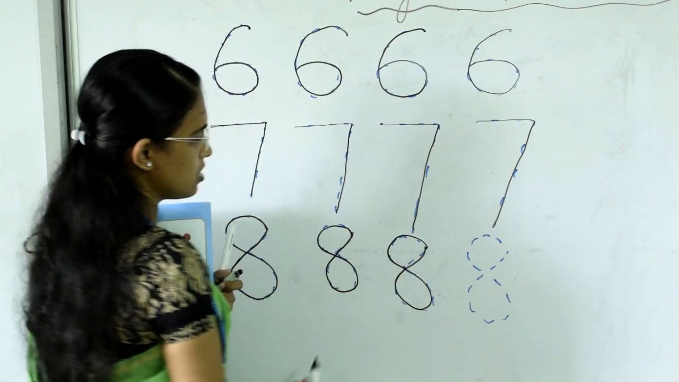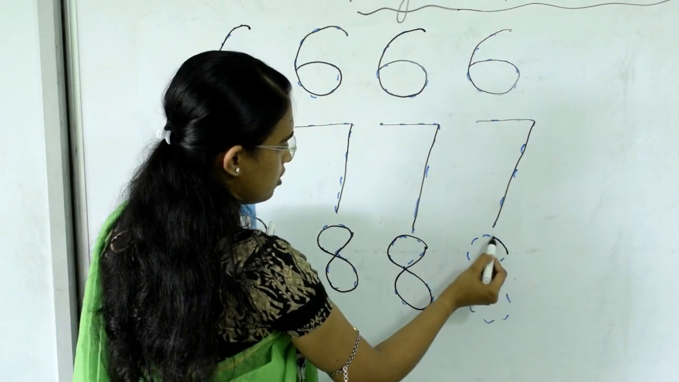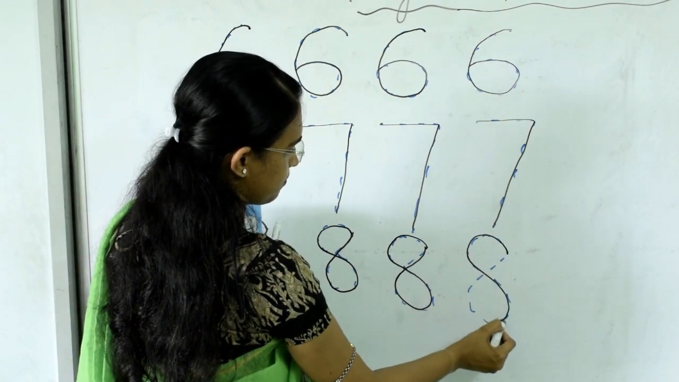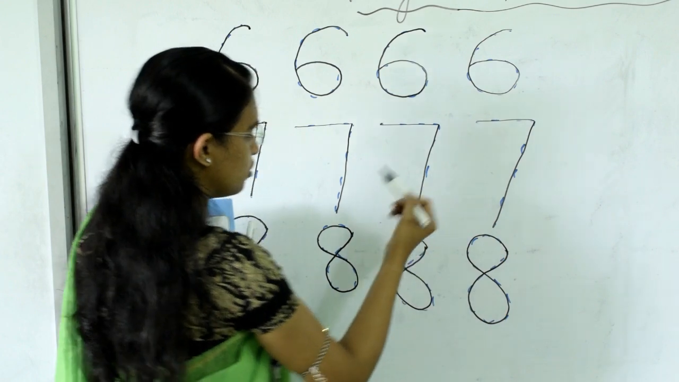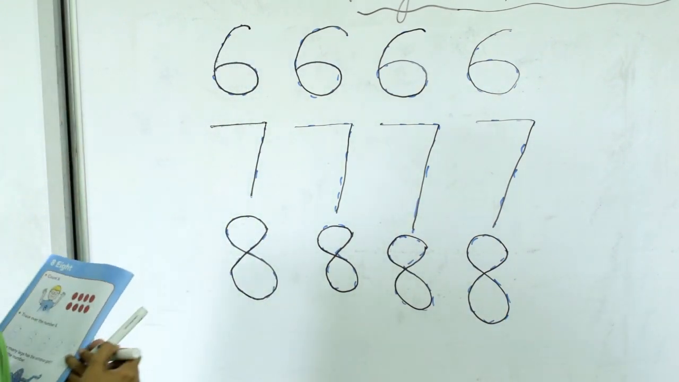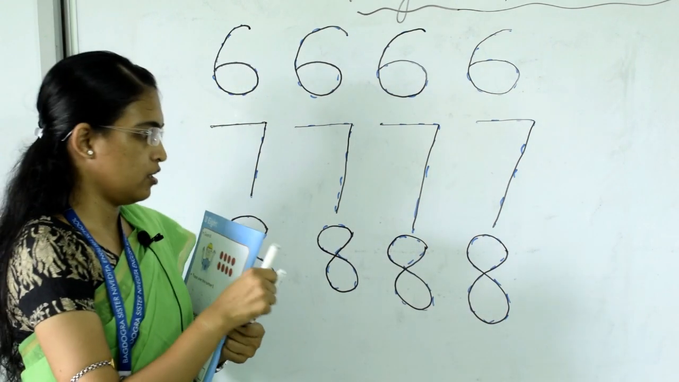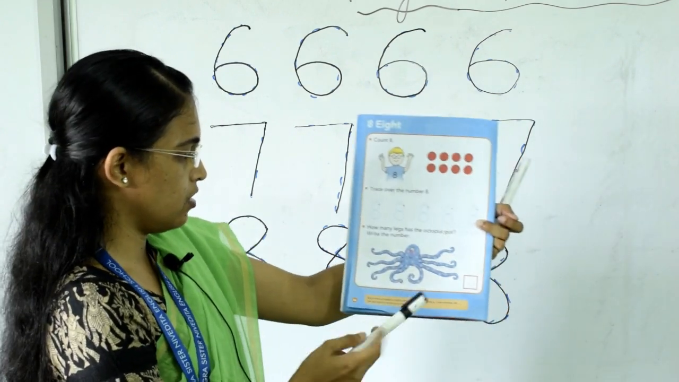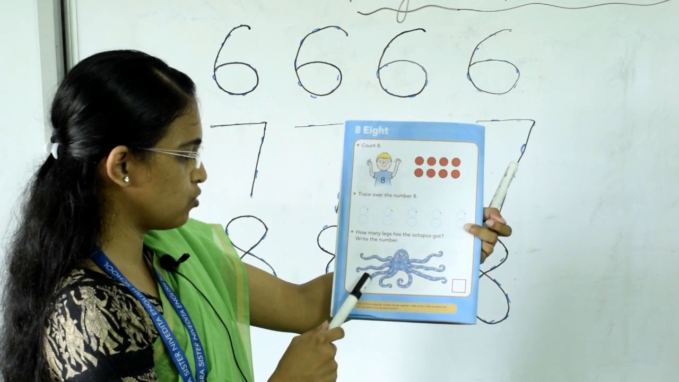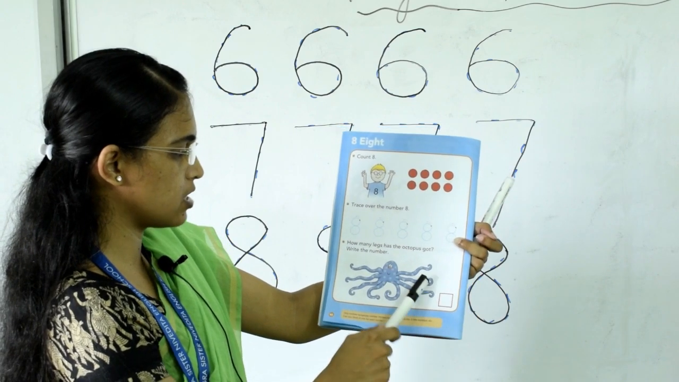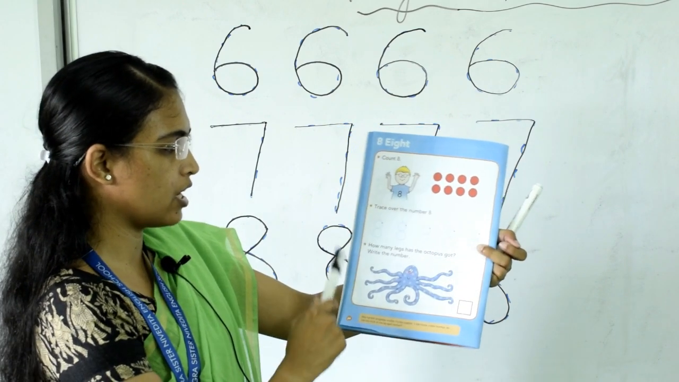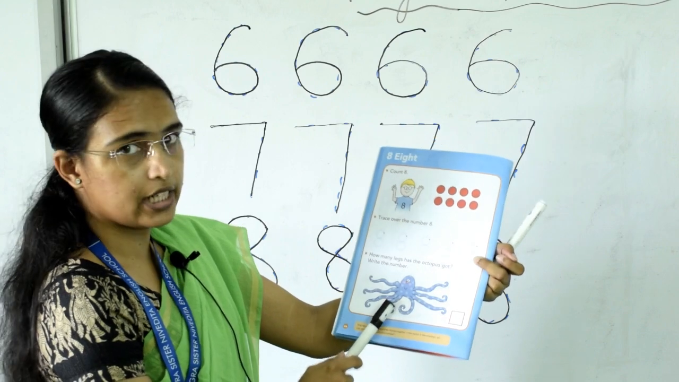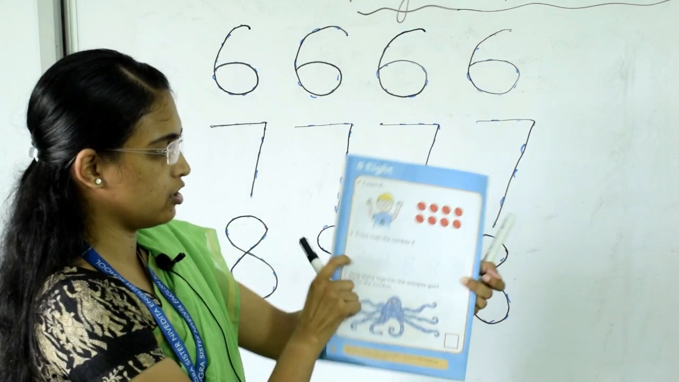Like this. This is number 8. In this way you have to trace the number 8, and after this you have to count these legs of an octopus. Let's count 1, 2, 3, 4, 5, 6, 7, 8. So how many legs does an octopus have? 8 legs. So write in this box 8.